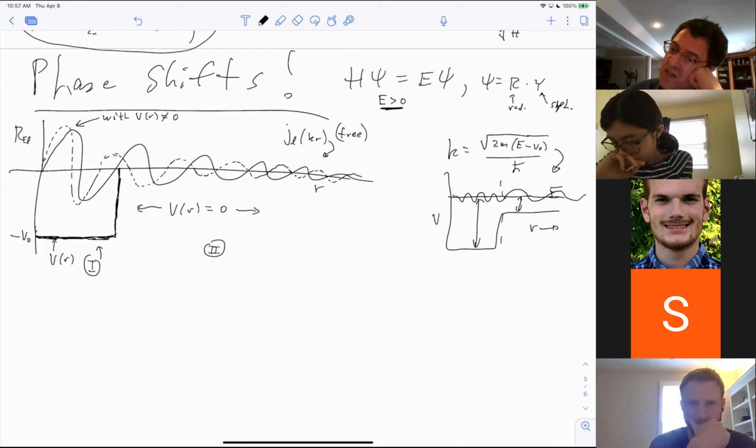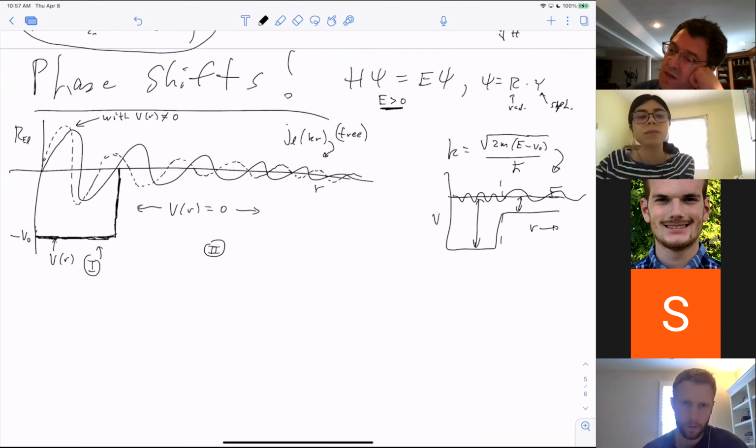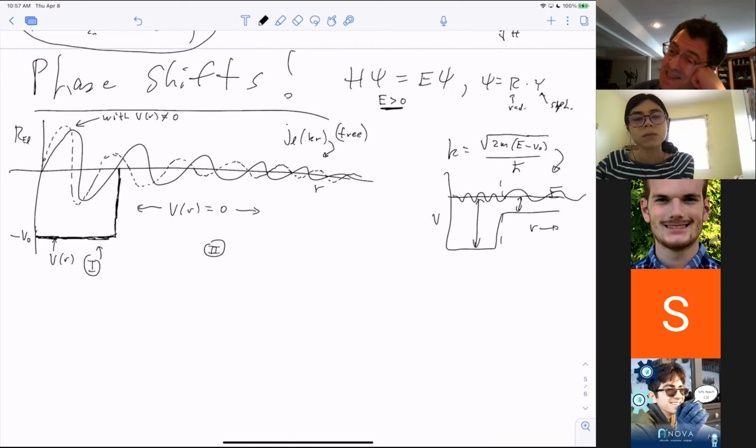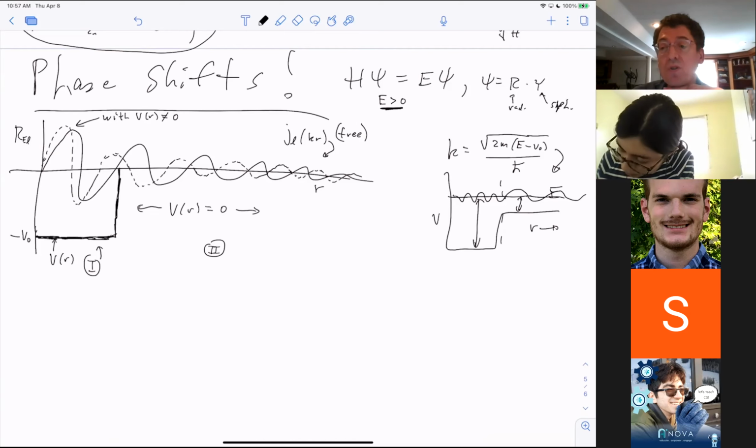But notice when you look at the dashed line that I drew and the solid line, they are different. How are they different? What is the difference between those two? Phase shift? Yes, it's phase shifted. So I have just proven to you that the most important thing a potential can do is to phase shift the wave function. That's it. This is right here on the page. That's all you need to know. It doesn't really get any deeper than that.